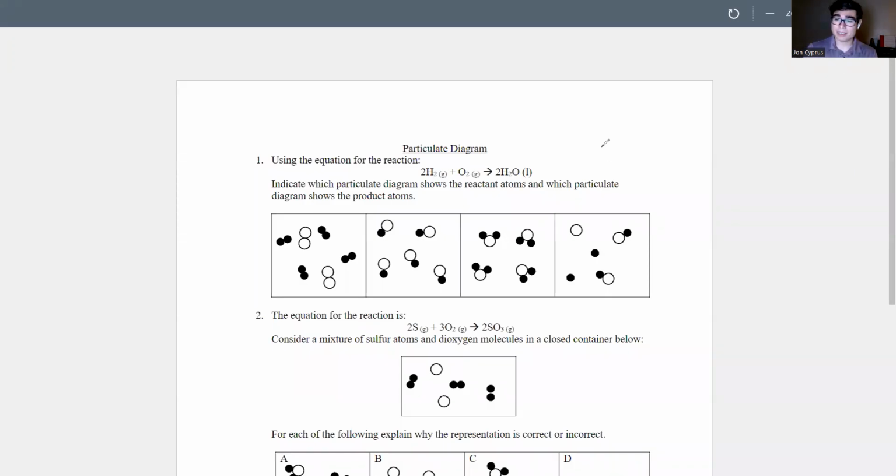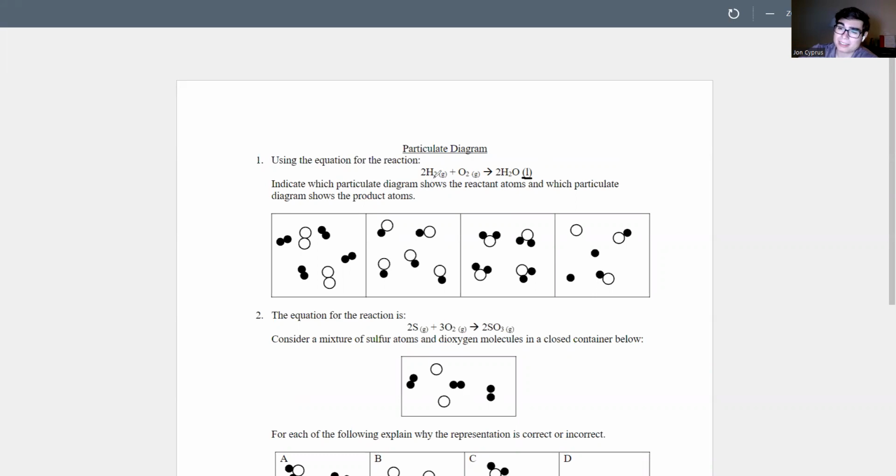So this is the particulate diagram worksheet that I'm going to go over. First thing it says, using the equation for the reaction 2H2 plus O2 yields 2H2O. Now these indicate what state it's in. So these are gases. H2O is a liquid. G for gas, L for liquid.